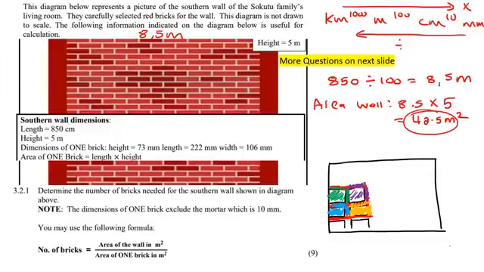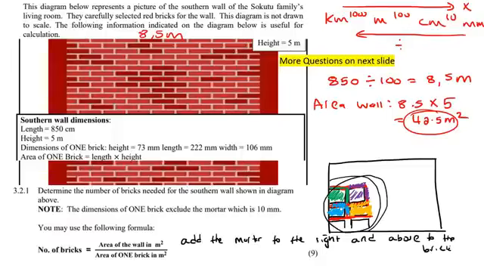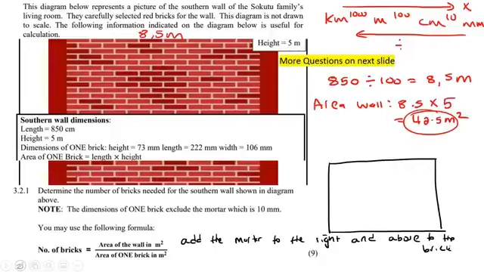So my strategy that I'm telling you is to add the mortar to the right and above to the brick. By doing that, we will make sure that we have captured all of the mortar. What you don't want to do is take the mortar to the right, the left, the top, and the bottom per brick, because that'll cause a problem. I'll show you what I mean.